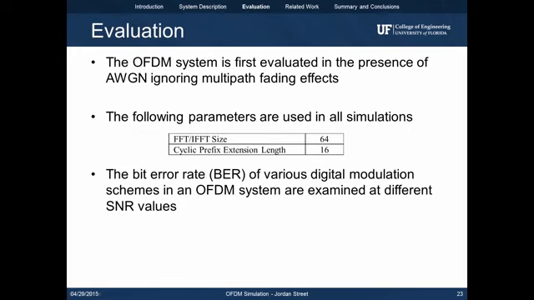We now simulate the OFDM system in MATLAB, first ignoring multipath fading effects. We use an FFT of size 64 and a cyclic prefix extension of length 16. The bit error rates for various digital modulation schemes in OFDM are examined at different SNR values.